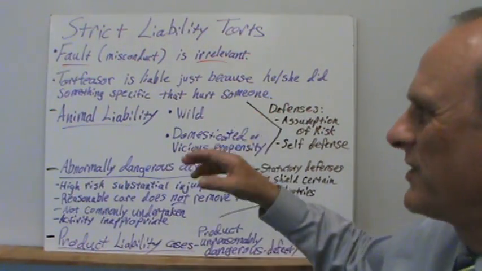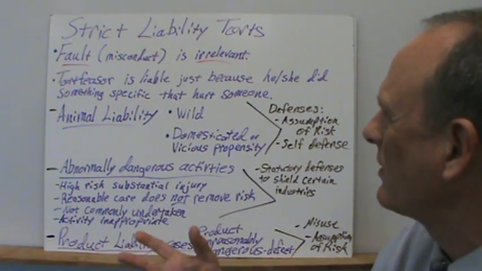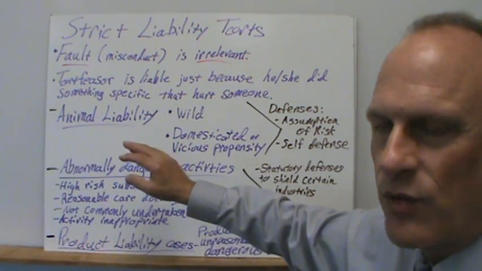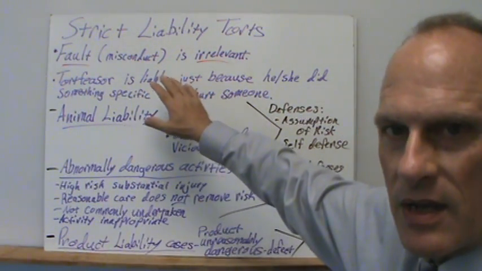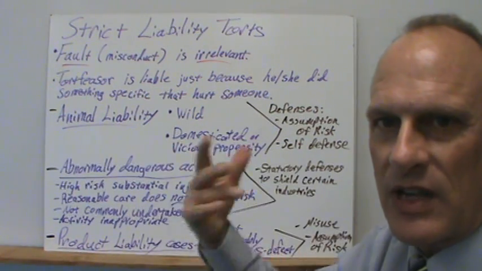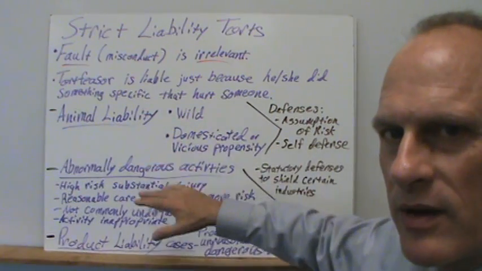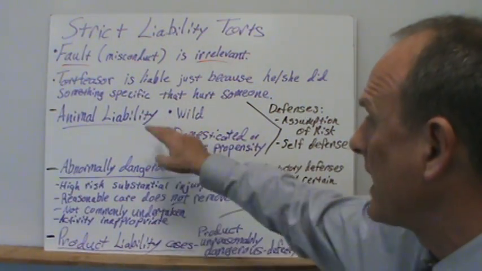The tortfeasor is liable just because you did something specific and someone got hurt. We don't care whether you breached some sort of standard of reasonable conduct, didn't do something as carefully as it could have been done. We've got several areas where this type of theory may come into play. Animal liability.